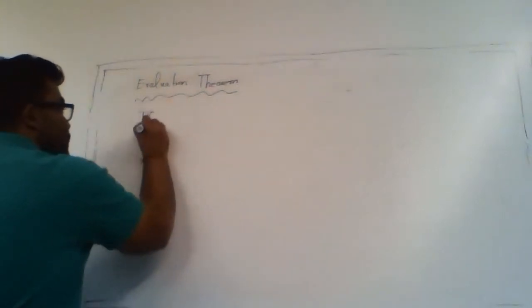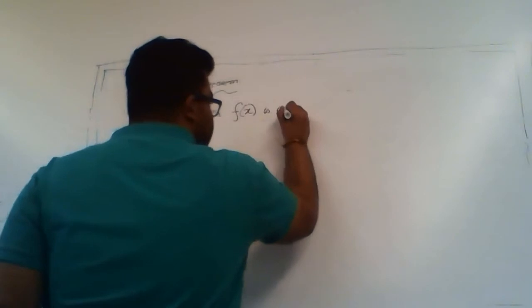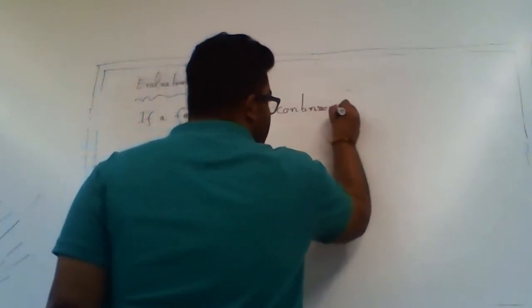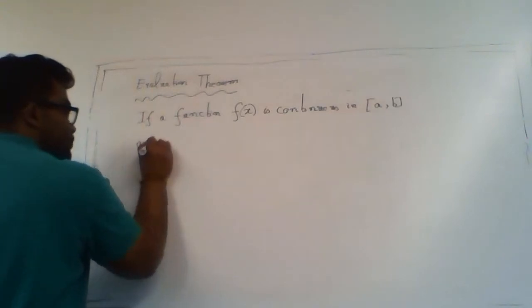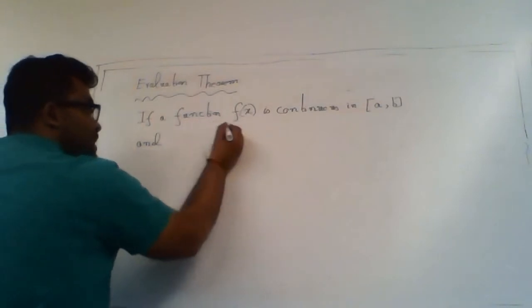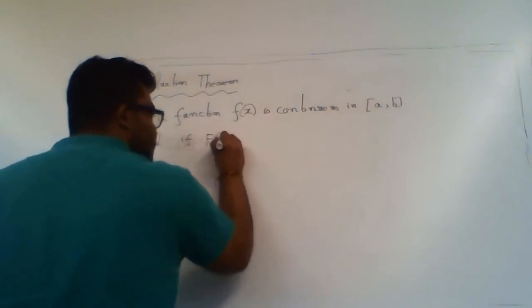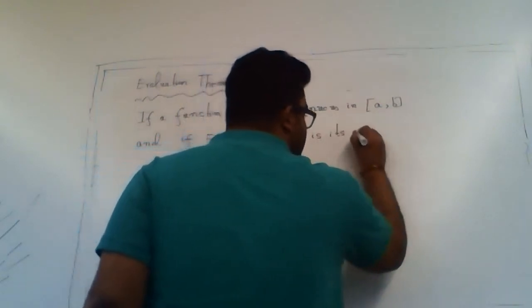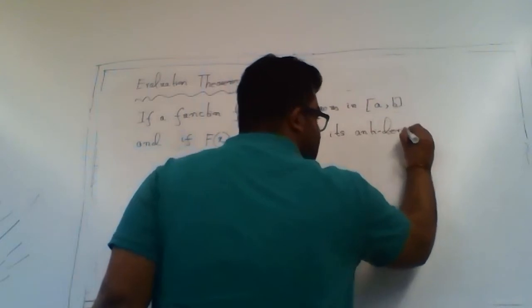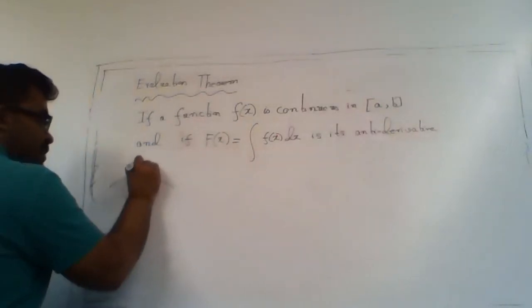So what does this evaluation theorem say? The evaluation theorem says: if a function f(x) is continuous in a closed interval [a, b], and suppose we are able to find its antiderivative, say capital F(x) equals the integral of f(x) dx, so suppose I have a function f(x) which is defined in the interval [a, b].